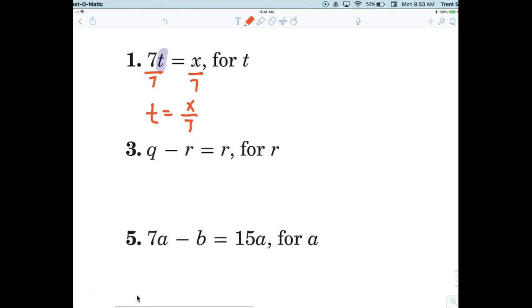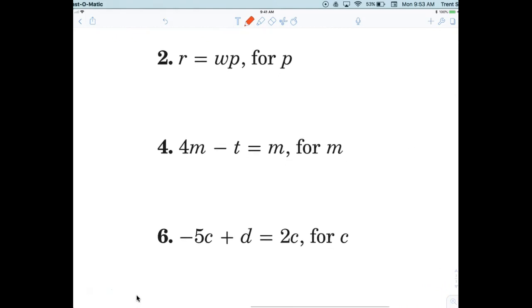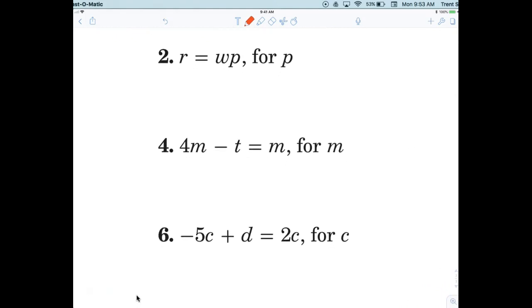Now let's take a look at question number 2. I'm solving for p. I like to highlight what I'm solving for. So somebody tell me what p is equal to. Gavin, good for you. What does p equal? W over R? Somebody help him. What does p equal? R over W. Thank you very much.